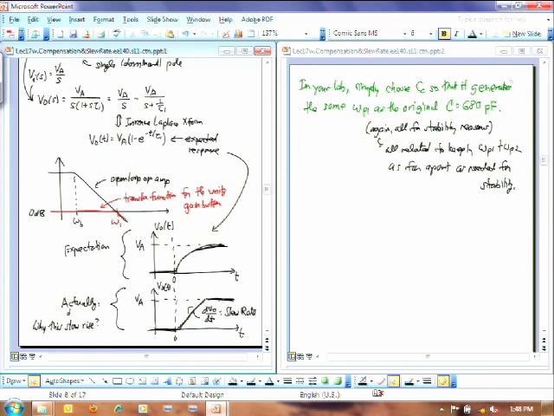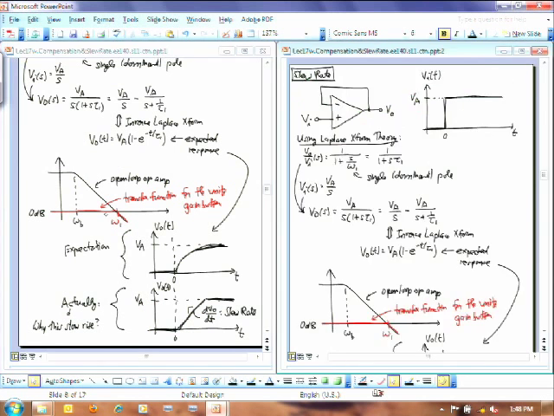Now, why am I going through all this? Because this is all stuff that you probably know already. Put a step function into a single pole transfer function, you're going to get this 1 minus the exponential response. The reason why I'm telling you this is because if you try this in the lab with a given op-amp, sometimes you will not see this. Sometimes instead, you will see this.